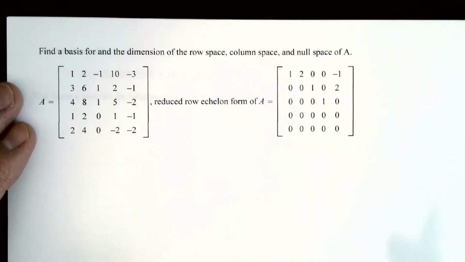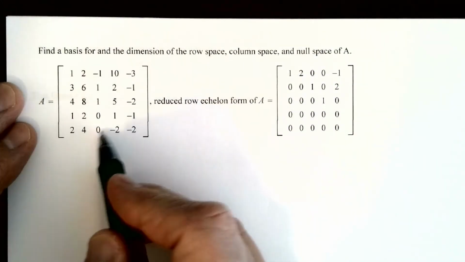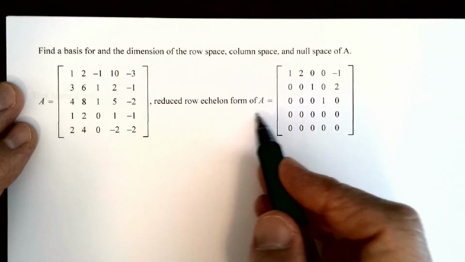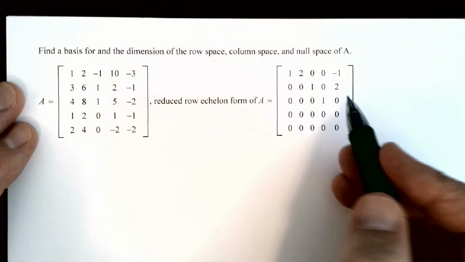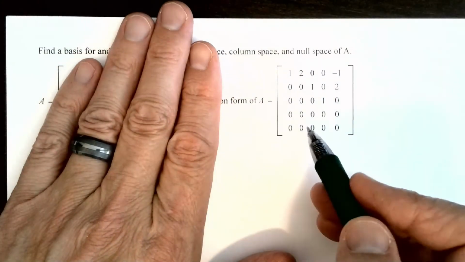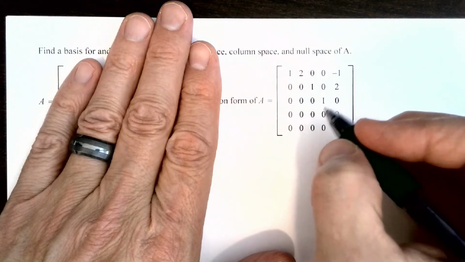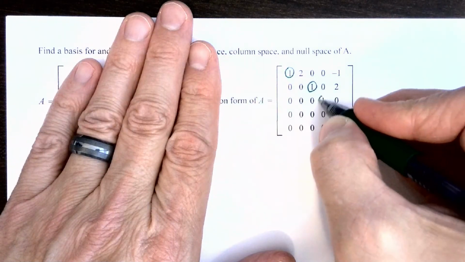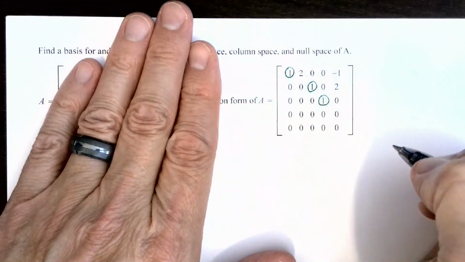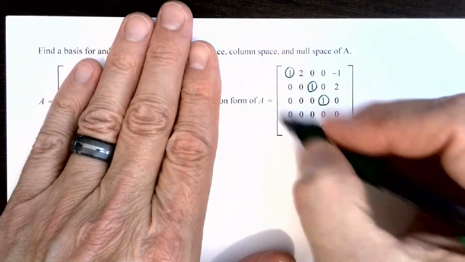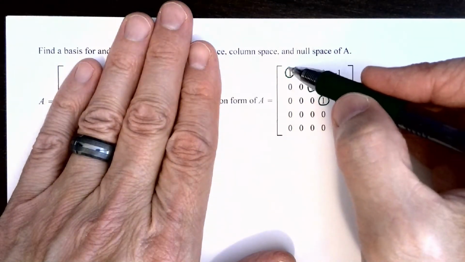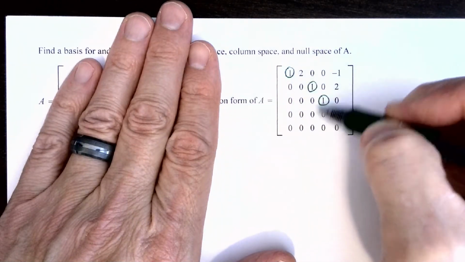So let's find a basis for, and of course the dimension of, the row space, column space, and null space. Here's the matrix. It is clearly not in row echelon form. I'm going to go ahead and give you the reduced row echelon form of the matrix. It's here. If I was talking about just this matrix, how would I find a basis for the row space? Let's circle our leading ones. The row space would be the first, second, and third rows, right? Dimension 3. What would a basis for the column space of this matrix on the right, the reduced row echelon form of A, be? It would be columns 1, 3, and 4.